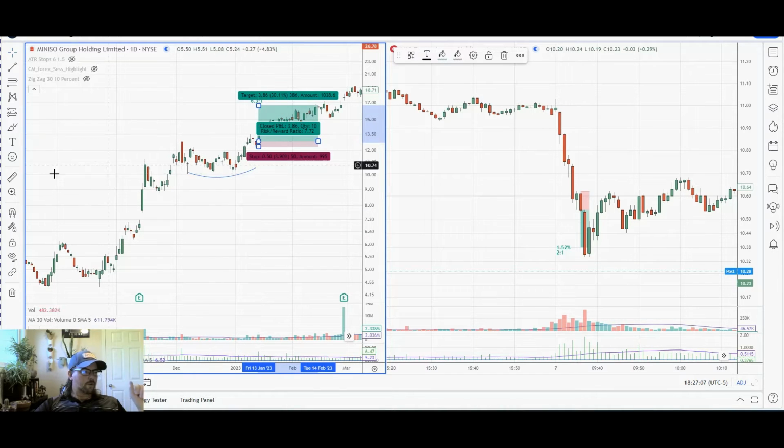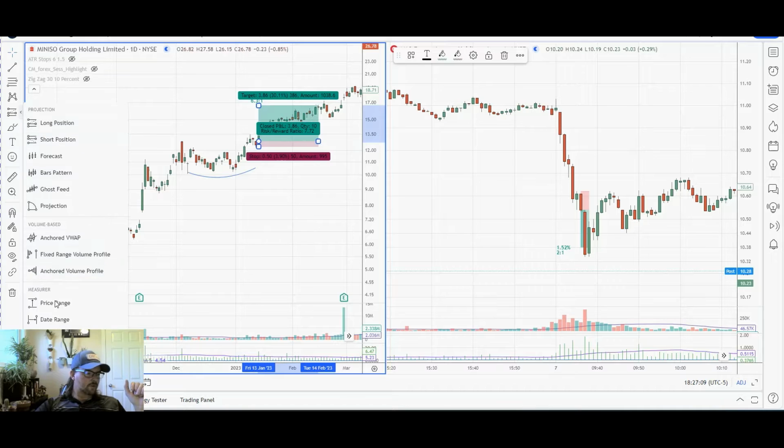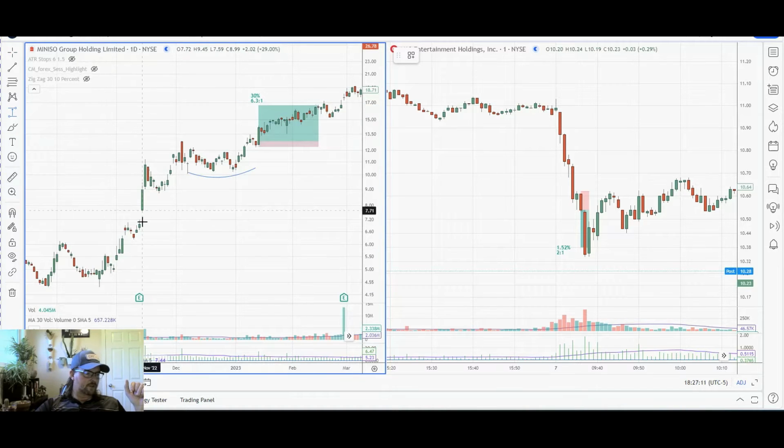Okay, so that's the one tool. But we can also use this measuring tool. You can measure price waves. So you can see I like to get in once the price starts moving above prior candle highs. We have an overall uptrend. This was a rounded bottom type pattern.